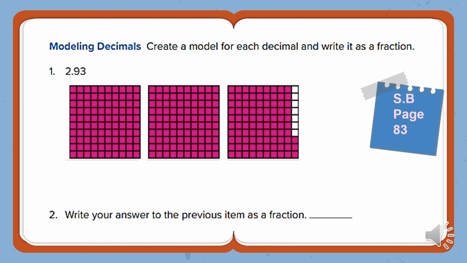Number 2, write your answer to the previous items as a fraction. The fraction will be 2 and 93 over 100.